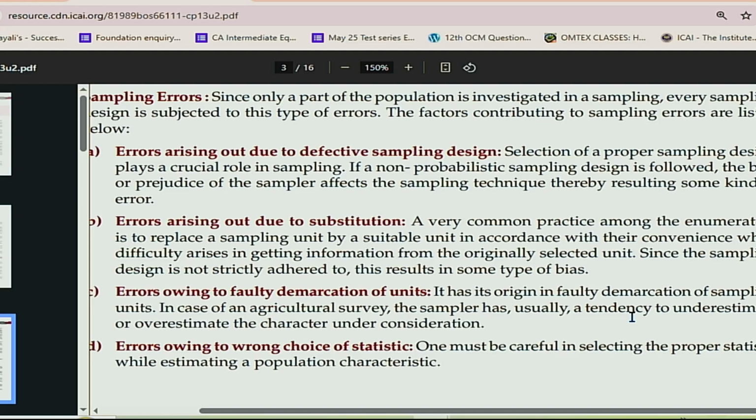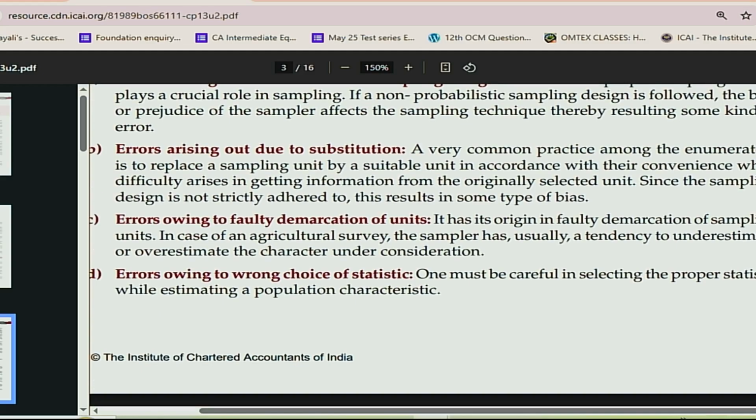Understood? Last point, errors owing to wrong choice of statistics. So, in doing sampling, correct statistics has to be seen. Let's say take an example, the number of errors made by a person. Okay, this is my sample.